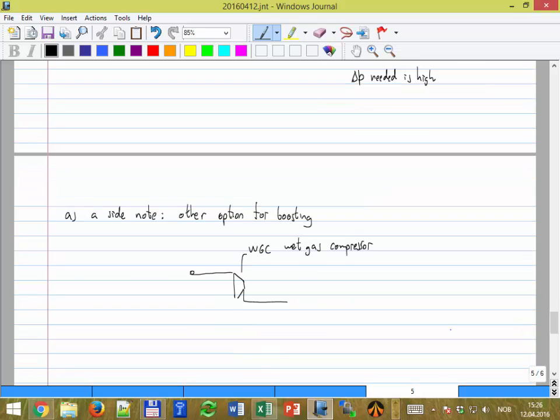Okay. Another option is to use a wet gas compressor. Okay, that you don't have to separate. You just put everything, this compressor tolerates. If you remember, how was the, remember that it had some.